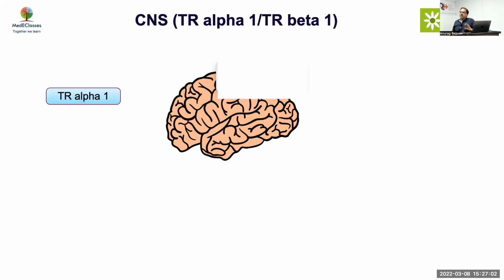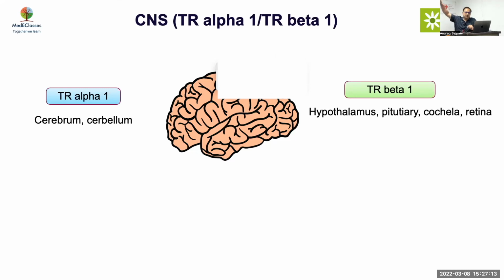So there are two receptors in the two regions which will act on that. TR alpha 1: the brain is one in which both alpha and beta are expressed, in the cerebrum and cerebellum, and TR beta is mainly in the inhibitory areas, hypothalamus and pituitary, and cochlea and retina. Now, what they do is cause neurogenesis, migration, myelination, synaptogenesis. So it is very, very important.